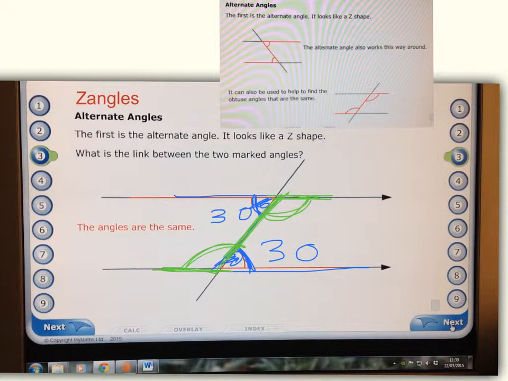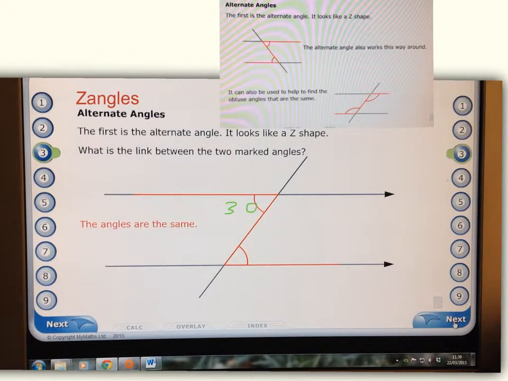But you could also work out, because you know that 180 degrees on a straight line, you already have 30 here, so you can work out X by saying 180 subtract 30 will give you your answer of 150, which means that this angle here must also equal 150. So 30 and 30, 150 and 150. Now you might remember earlier on we said the opposite angles are the same, so this would be 30, this would be 150, 30, 150.